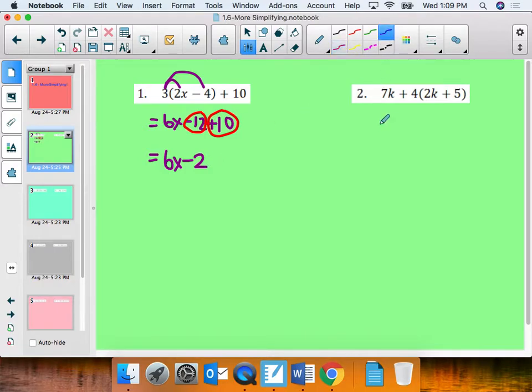Moving over to example number 2, we see that we have a similar setup where we are distributing to some of the problem but not everything. So 4 is getting distributed to here and over to here. So this 7k is going to stay the same, at least for the first step of this problem. 4 times 2k is going to give us positive 8k. And then when we distribute 4 times 5, we are going to have positive 20.